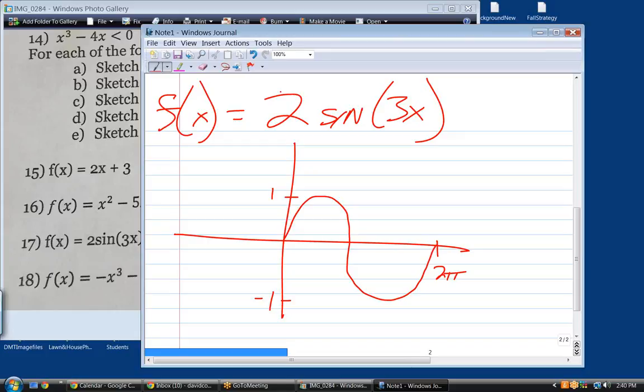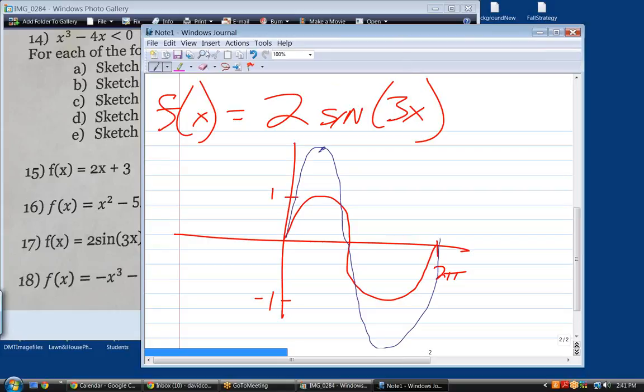So what's the effect of the 2? No different than a polynomial. Exactly the same. So that's a vertical stretch. Yeah. If I was doing just 2 sine x, that's what it would look like.